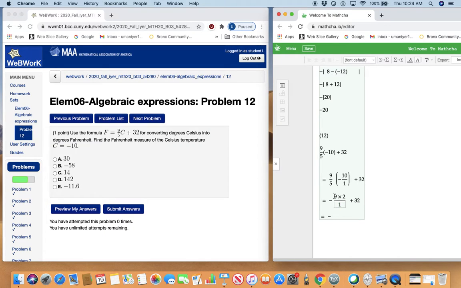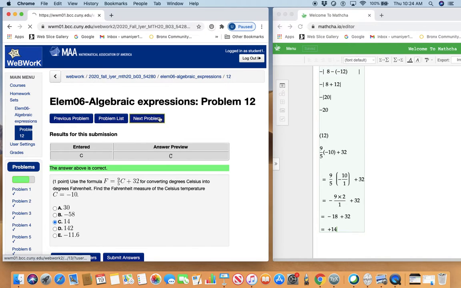So notice I have a denominator of 1, numerator of 18. So overall it is negative 18 plus 32. The 32 is positive and has a bigger magnitude, so the answer is going to be positive of the difference, positive 14. All right, next problem.